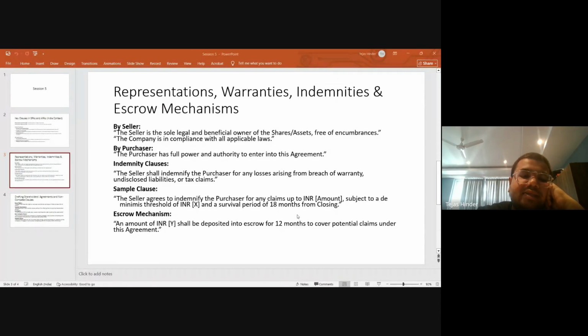The question that then stands is, what are indemnities? Indemnities are basically contractual promises to compensate for specific losses resulting from breaches of the share purchase agreement or asset purchase agreement, including false representations or undisclosed liabilities. So you have representations and warranties that are obtained. Beyond disclosures in the representation and warranty, if something goes wrong, you will need an indemnity to protect you there.